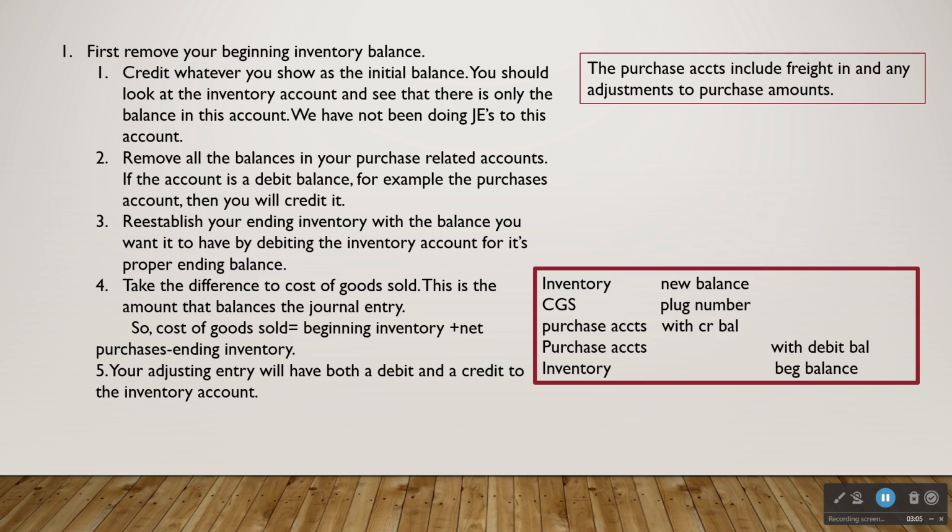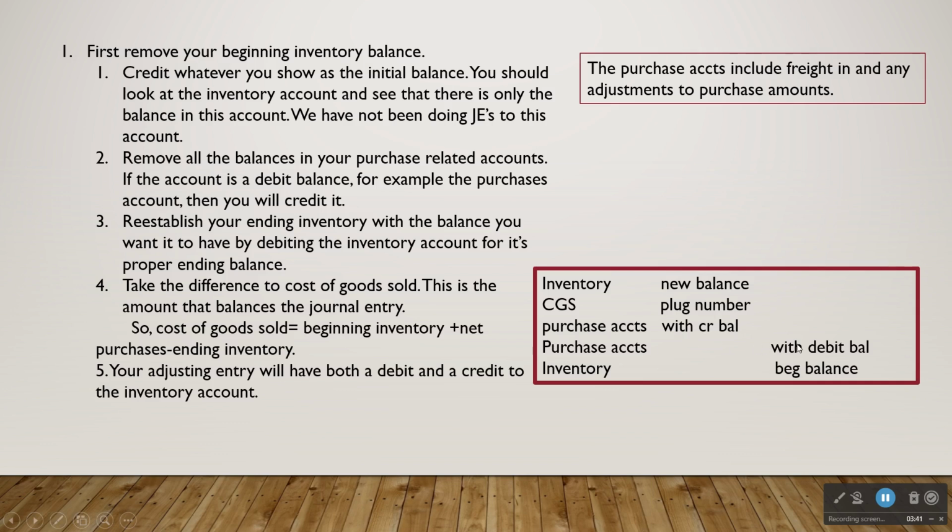So this adjusting journal entry, which I have over here in this red box or maroon box, will remove the beginning inventory with a credit. It will take all your purchase accounts which have debit balances, and you will be crediting them, and purchase accounts that have credit balance you will be debiting. The purchase accounts need to also include freight in. So freight in will show up as a debit. You will need to credit it. So it will be included here.